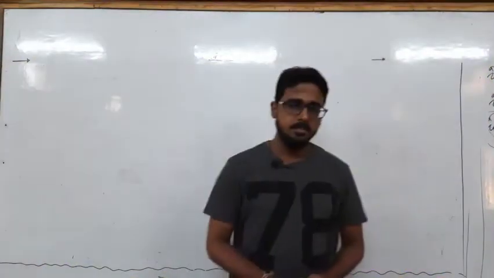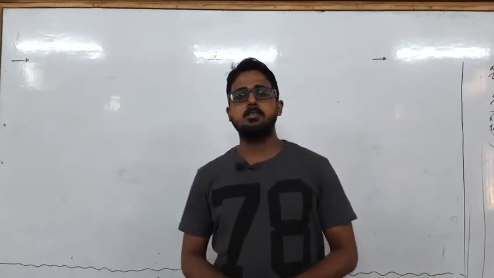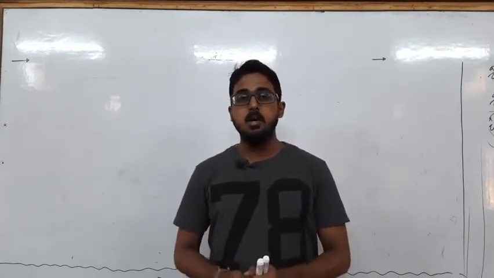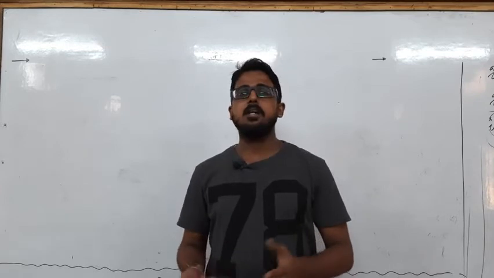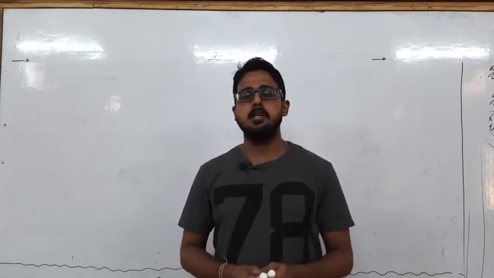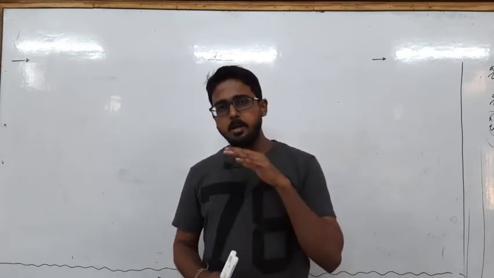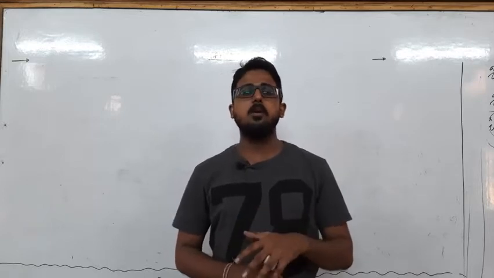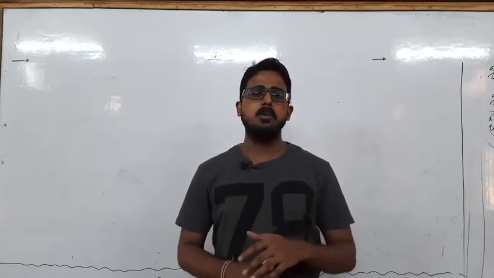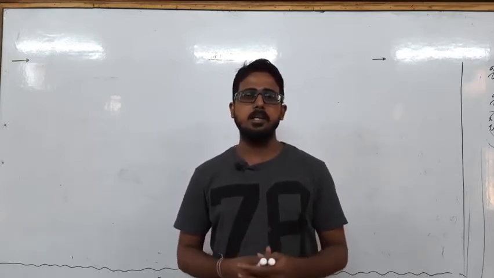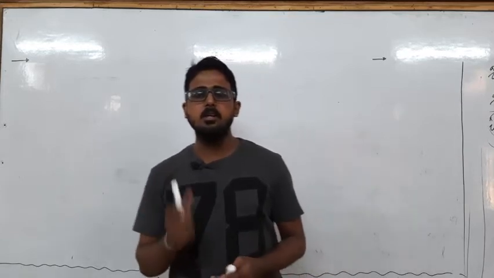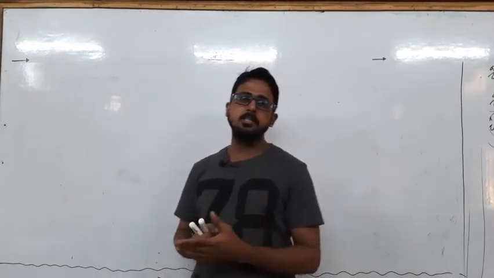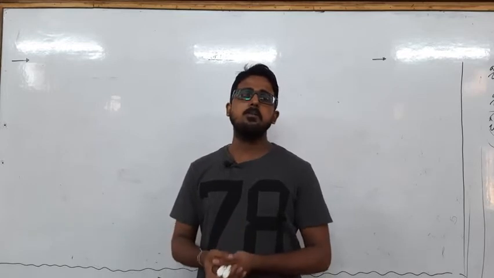Hello students, in the previous class we already discussed what is refraction, what is Snell's law, the principle of reversibility, and how a medium can be determined as a denser medium or rarer medium depending upon the refractive index. And what is refractive index? Refractive index is the ratio of the speed of light in free space to the speed of light in the given medium. Clear?